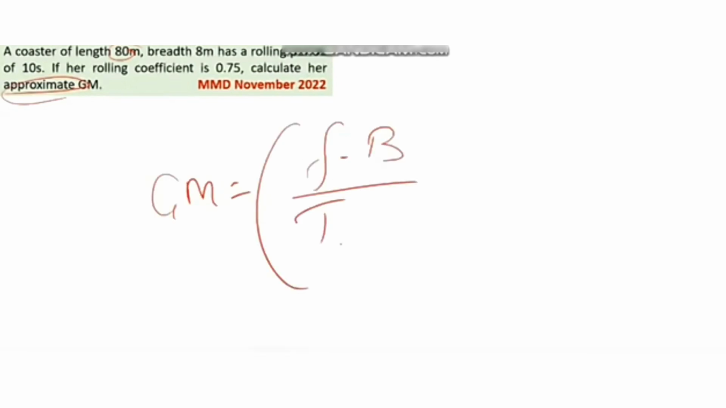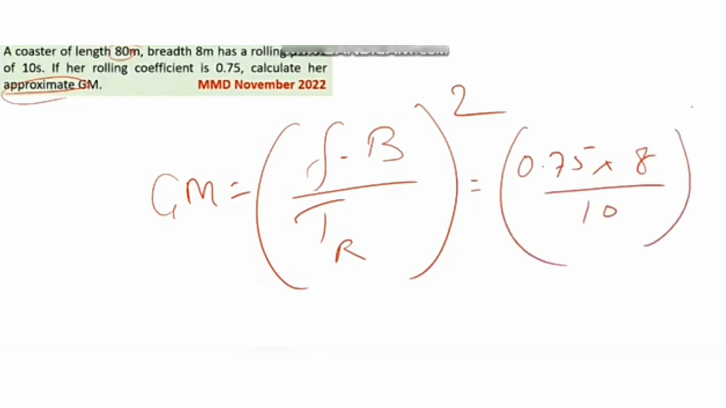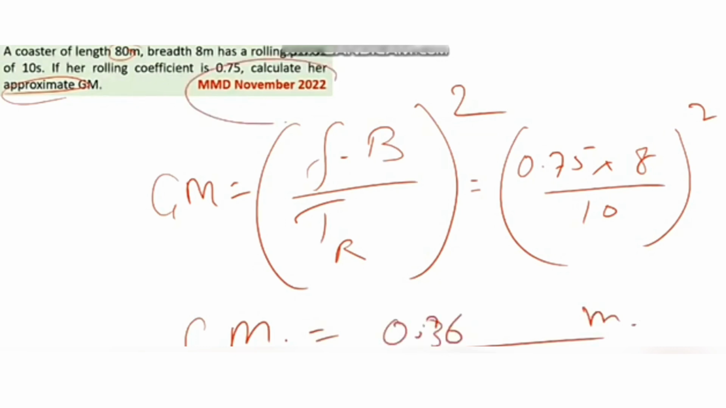A coaster of length 80 meters, breadth 8 meters, has a rolling period of 10 seconds. If the rolling coefficient is 0.75, calculate approximate GM. The word is approximate, guys. And we know GM is equal to F into B upon TR whole square. Correct, guys? Coefficient is 0.75, breadth is 8 meters, rolling period 10 seconds, whole square, get the GM. How much does it come to? So many meters. 0.36.